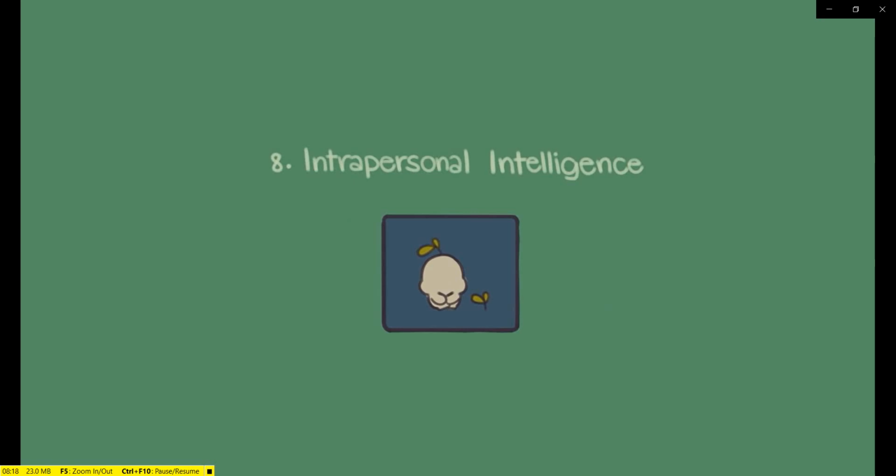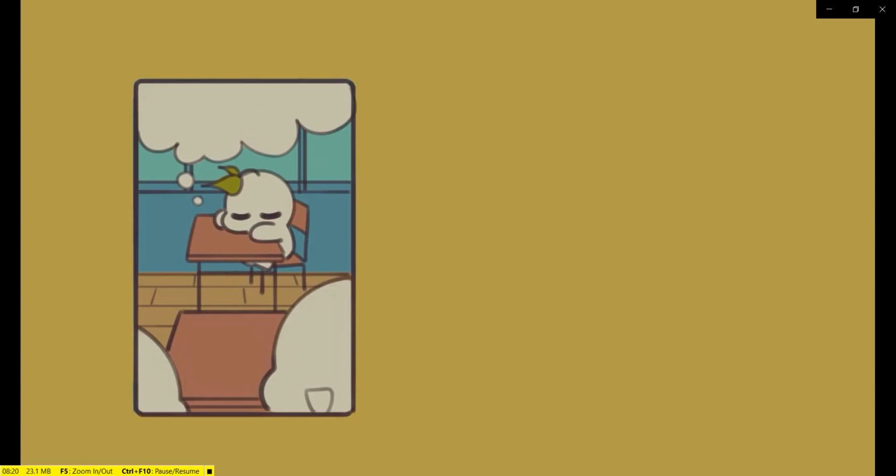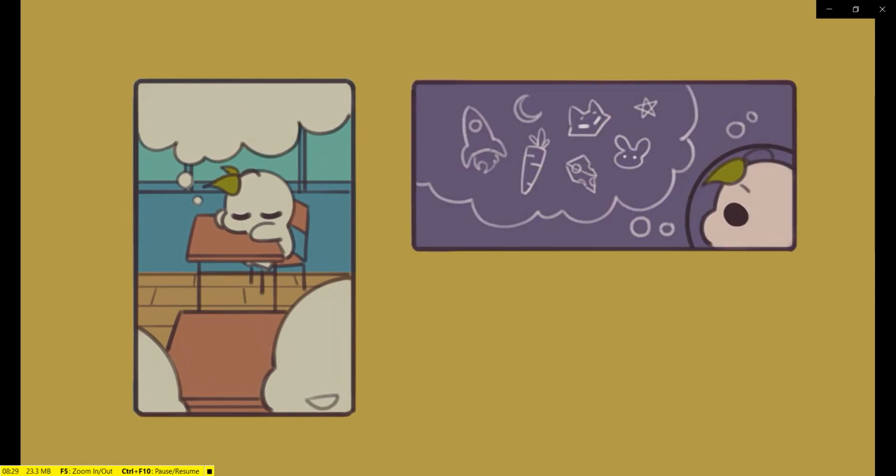Number 8, intrapersonal intelligence. Have people always called you quiet? Do you consider yourself a deep, emotional thinker? You are probably at one with yourself. Your mind is your safe haven, and you understand your thoughts and feelings on a deeper level than most.